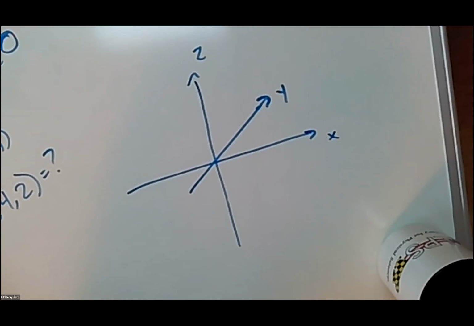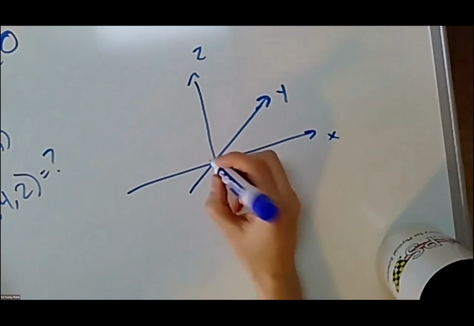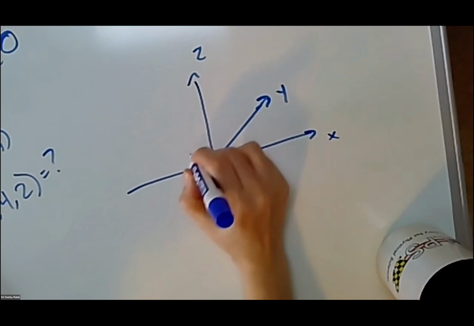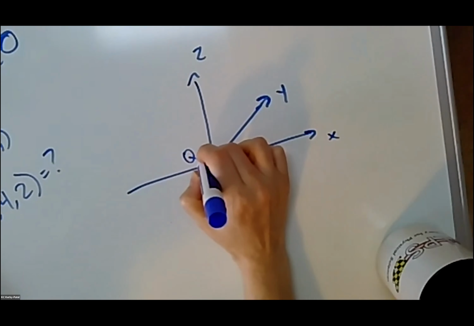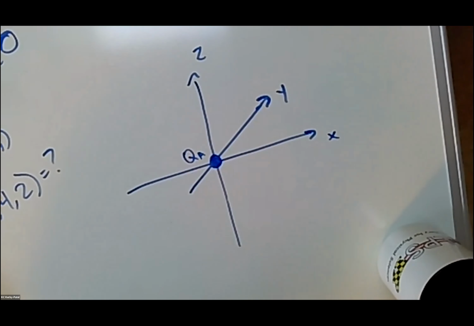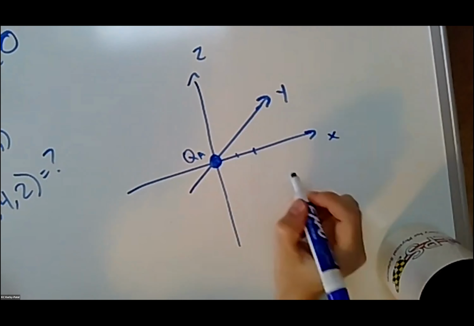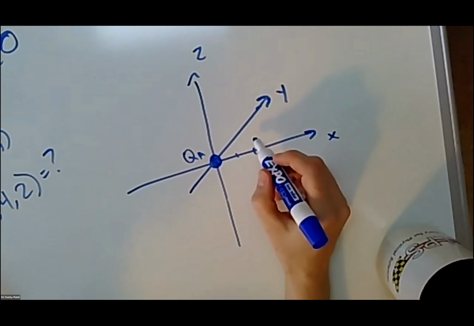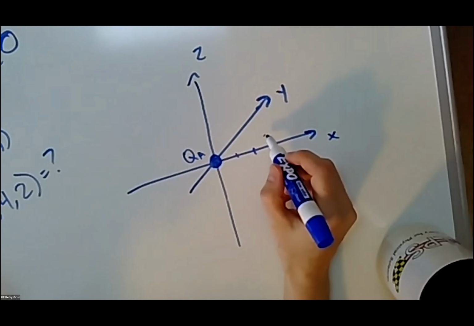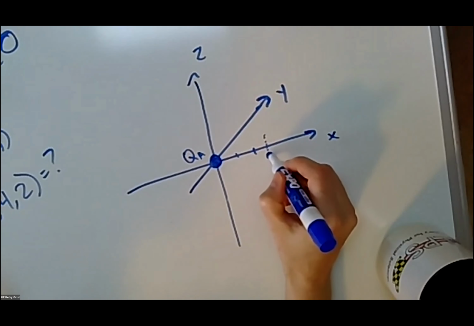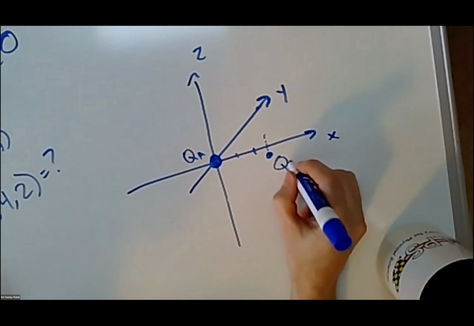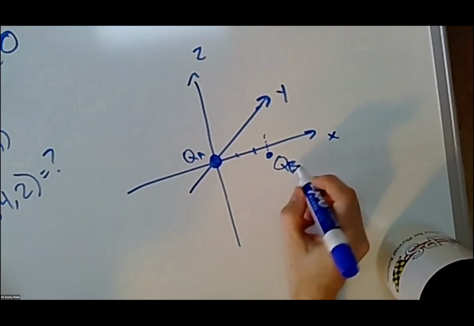Next, I've got to draw my charges. So my charges are QA, which is at the origin and has a value of 8 coulombs. And then I have QB, which is at x equals 2, y equals 1, z equals minus 1. So I'm going to go 2 steps in the x direction, 1 step in the y direction, and then 1 step in the z direction, and QB is right there.